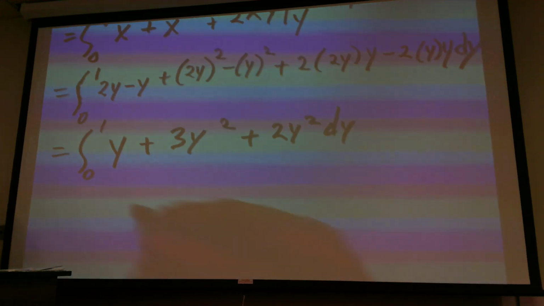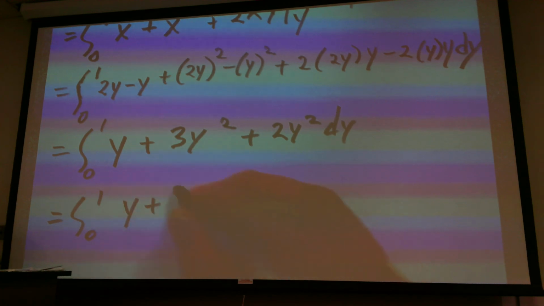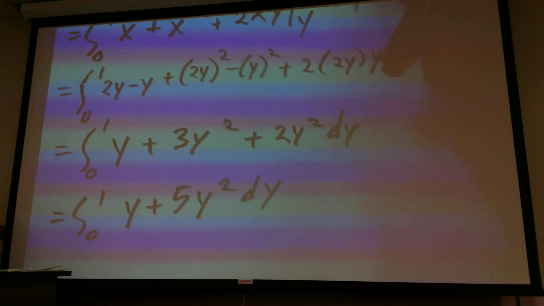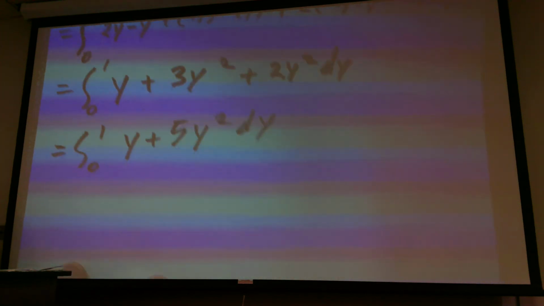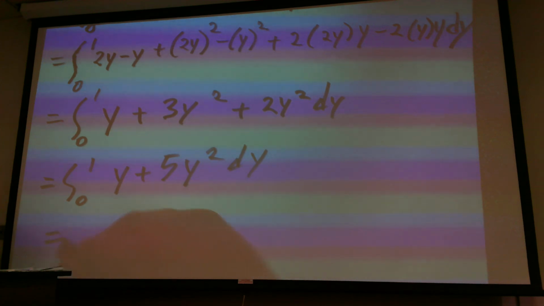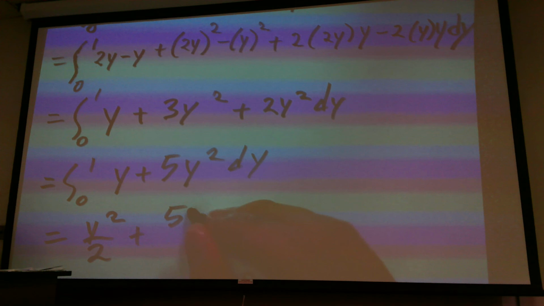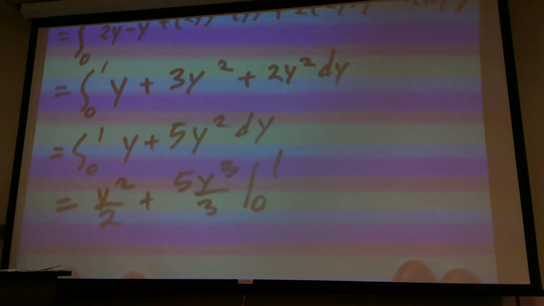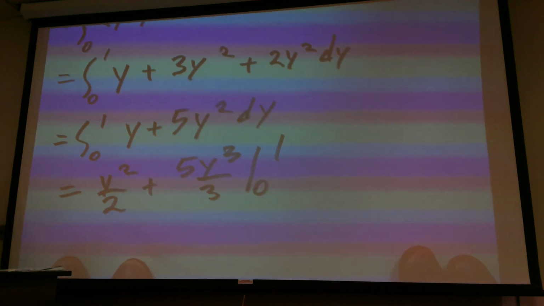Okay, we can do a further combination saying that this is going to be the integral from 0 to 1 of y plus 5y squared dy. All right, great. We're at a spot where we can actually just integrate this thing. So that becomes y squared divided by 2 plus now 5y cubed divided by 3, evaluated at 0 and at 1. Well, in this case right here, ignore the 0. Let's just plug in 1 into this.